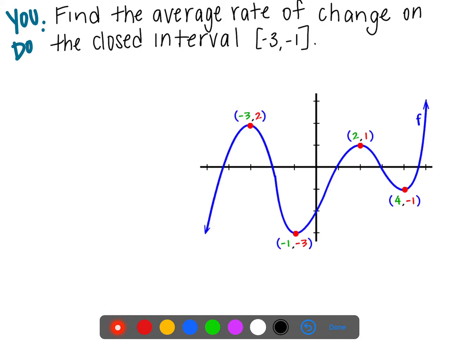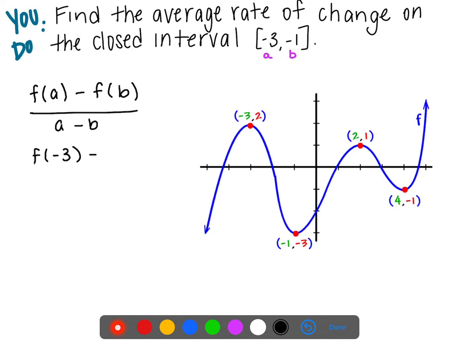So the first thing you wrote down, the formula, f of a minus f of b all over a minus b, where a is the first number they're giving me, b is the second number they're giving me, so then I'm just going in and plugging in, right? So now I have f of -3 minus f of -1 over -3 minus -1.